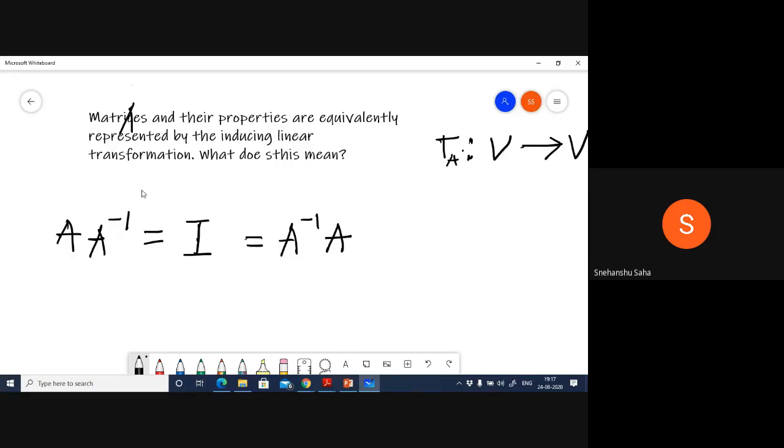So what this means is, I don't really need to erase this. It's an equivalent statement that we need to cook up, which is T inverse T equal to T T inverse, and that must also be equal to the identity transformation.